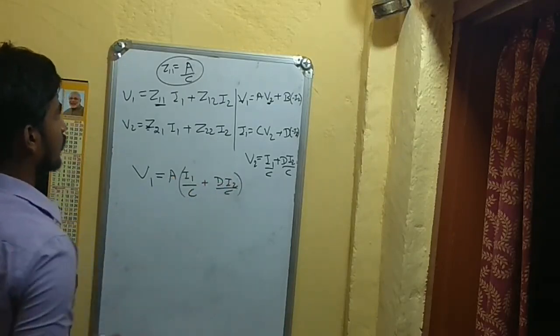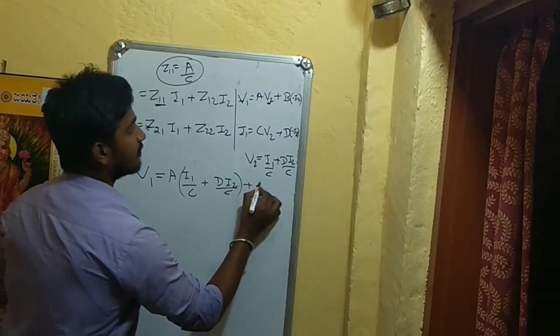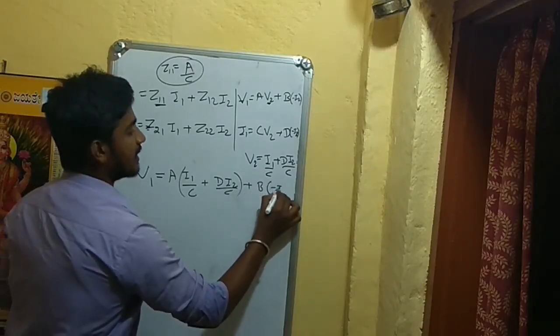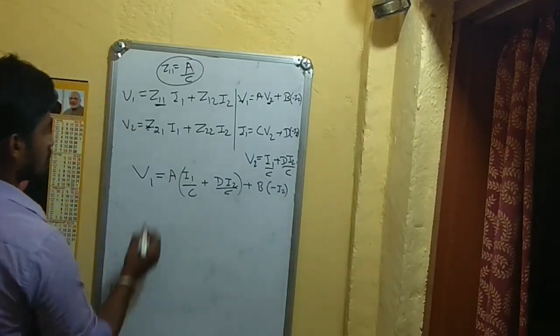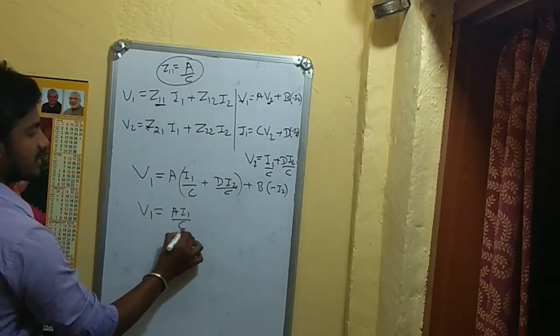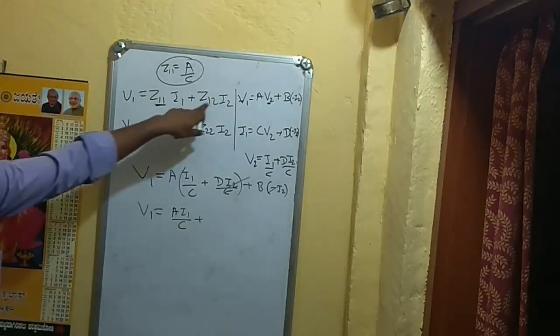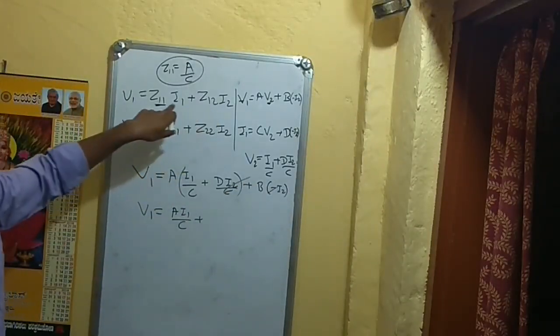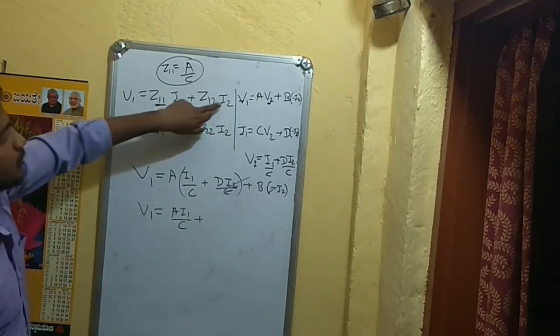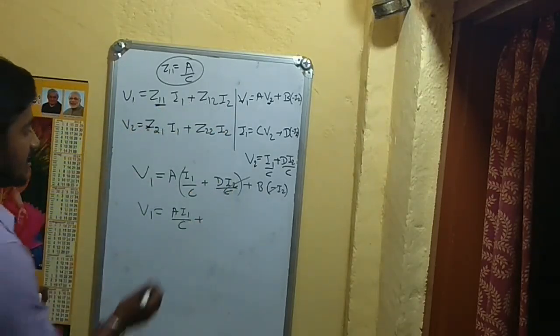It will be a whole bracket, right? V2, the whole term here should be B minus I2. So here V1 will be A into I1 by C. These two are I2 terms. I2 terms I don't want, because when I calculate Z11, that time I2 is equal to 0. I2 is equal to 0 means these two terms will be 0.